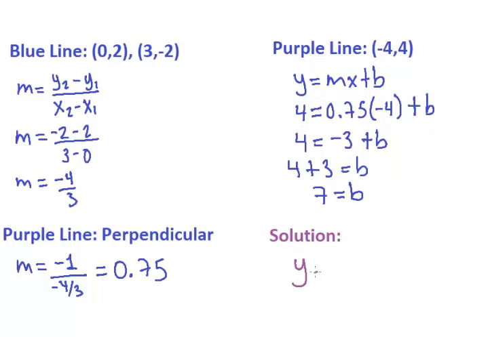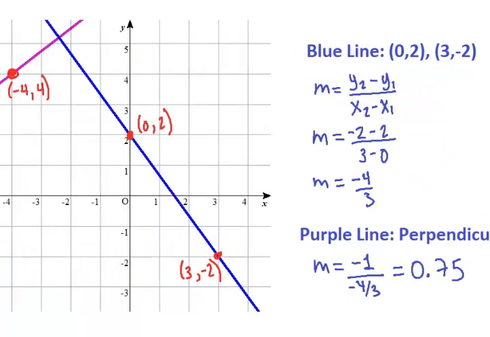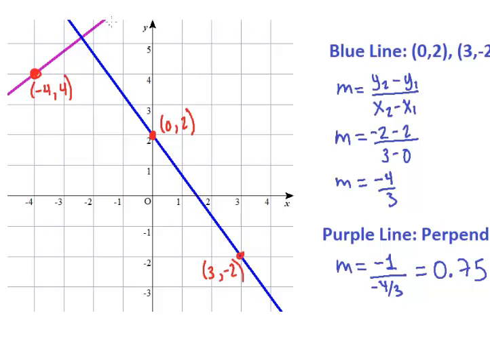The solution for this exercise will be y equals 0.75, which is the slope of the purple line, x, plus 7, which is the b of the purple line. That will be the way we solve this exercise. So the equation of the purple line is 0.75x plus 7.